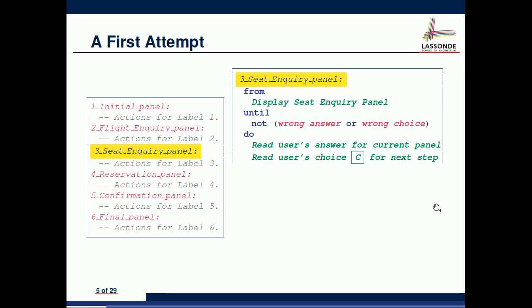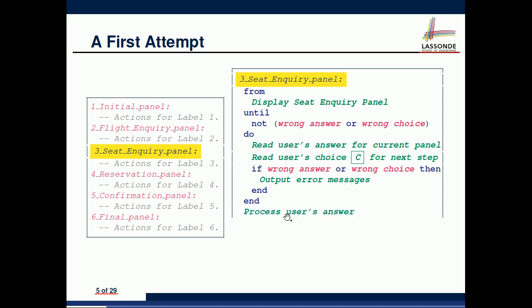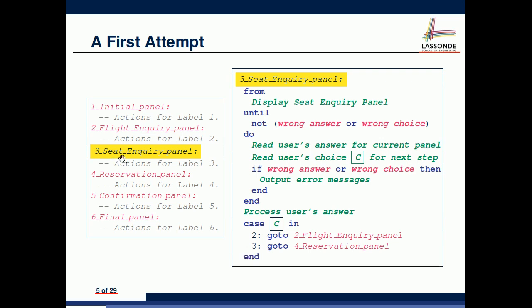But yeah, anyway. All right, and then after reading their choice, for the next step we want to say, okay, if they have entered the wrong answer or wrong choice, then we're going to give them some error message, right? And then we're going to process their answer. In the case where the choice, which is C, is 2, then we're going to go back to label number 2, okay? If that's 3, we go to label number 3, back to the same state. And then, etc. Okay, that's the pattern for state number 3. Questions?